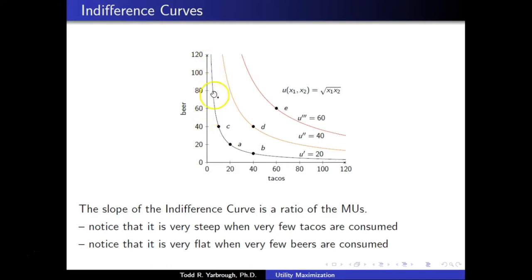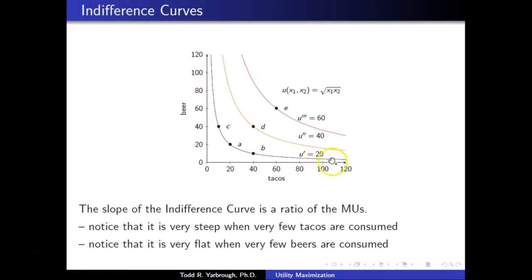We can see that when I have a lot of beer, I'm willing to give up a lot of beer to get just a little bit more tacos, and I'm still on the same indifference curve. Notice that, right? So think about this bundle up here, which has a lot of beer and hardly any tacos, and then think about this bundle, which will be right here. This is virtually the same number of tacos, but a lot less beer. So I'm willing to give up a lot of beer to get just a few tacos if I'm already consuming a lot of beer.